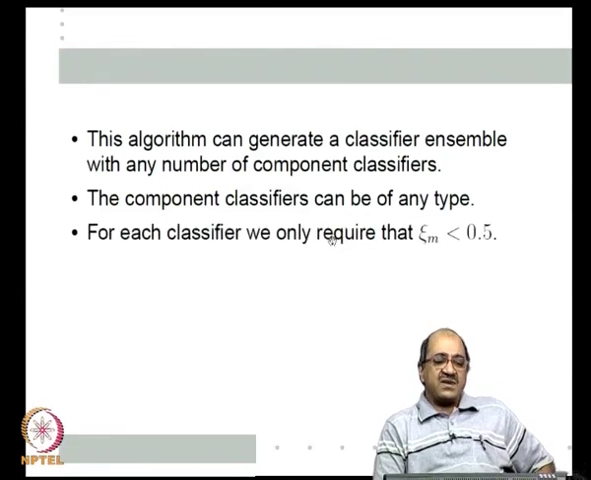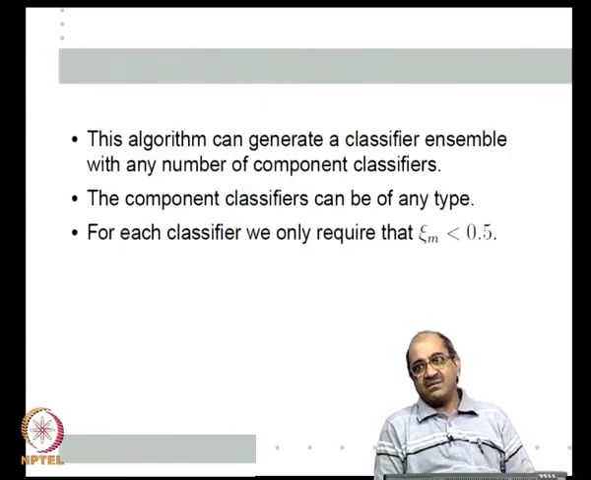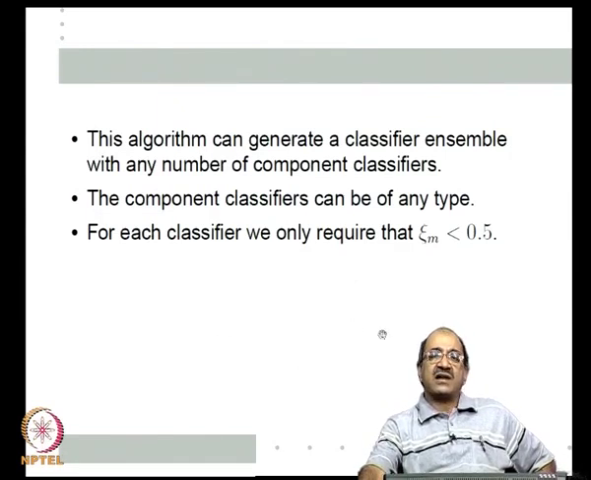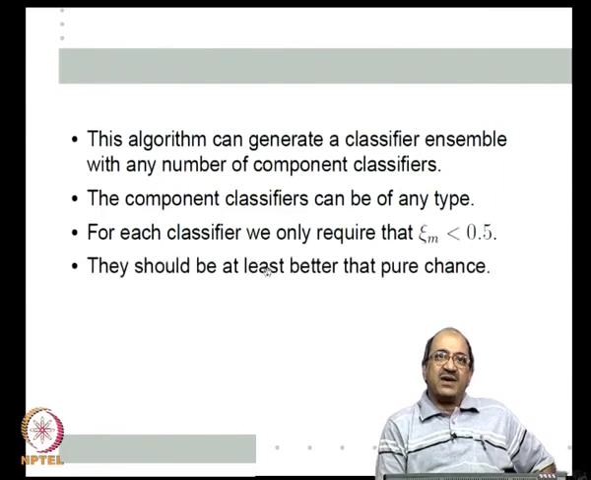All that we are asking for each classifier is that J_m is less than 0.5. I said in practice I keep doing it, and if any time my algorithm returns a classifier with J_m greater than 0.5, I throw it away and learn again. But in general what we are asking is that each of our classifiers should at least have J_m less than 0.5. So, in this weighted sense they should be better than pure chance.